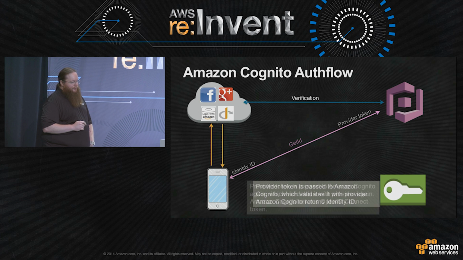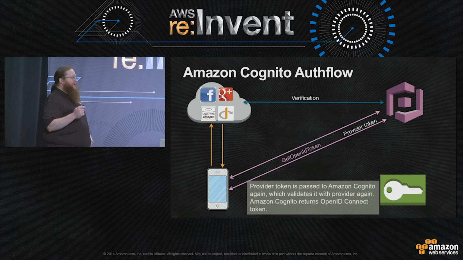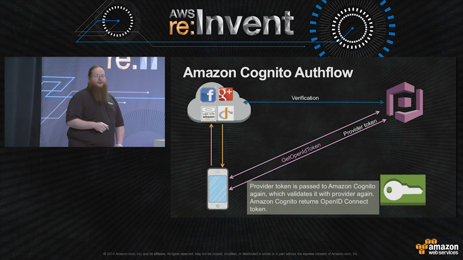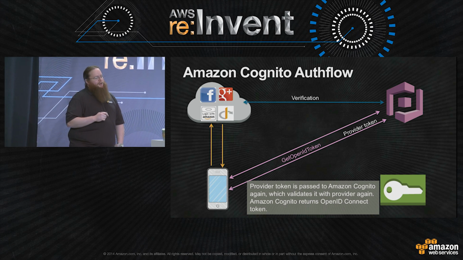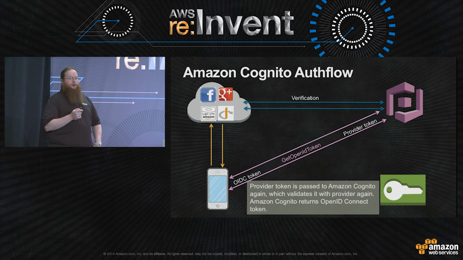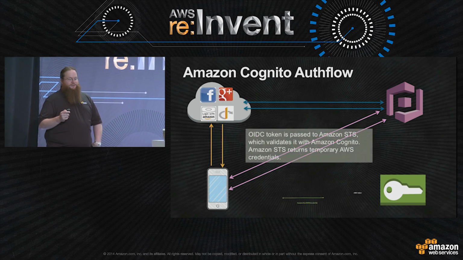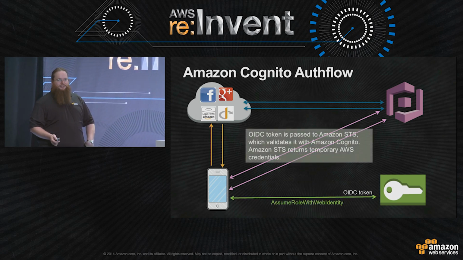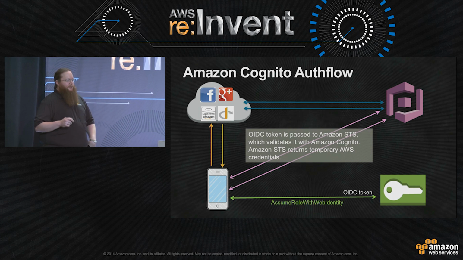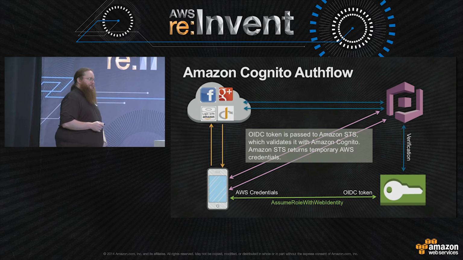Once it has that information, it will pass the token again along with the identity ID as part of a getOpenIdToken call. Cognito will once again validate that token with the identity provider, and assuming it's valid, it will return an OpenID Connect token for Cognito for that identity. Finally, the credentials provider will call STS, or Secure Token Service, with that OpenID token. STS will validate it with Cognito, and assuming that it is valid, it will return AWS credentials.